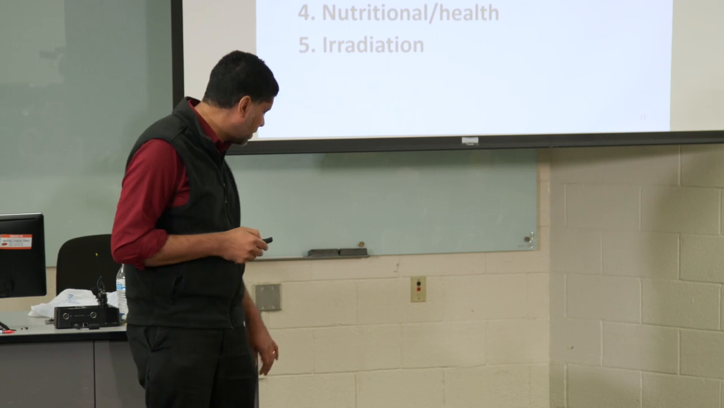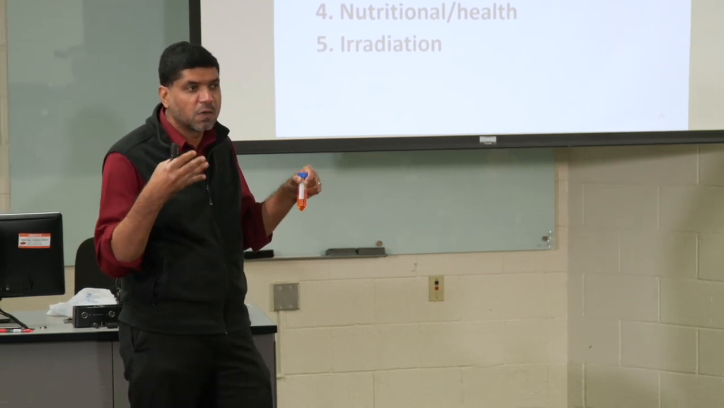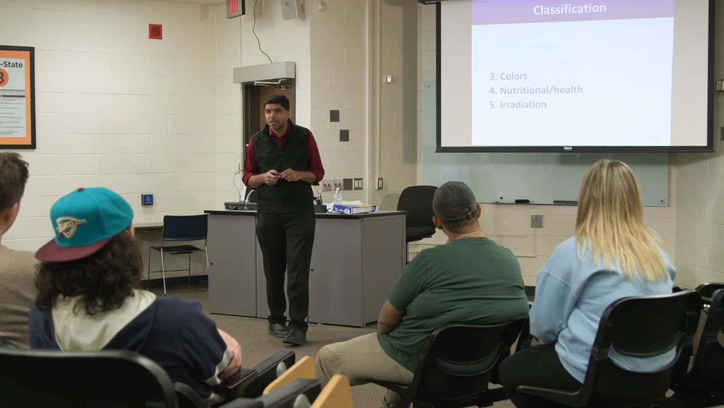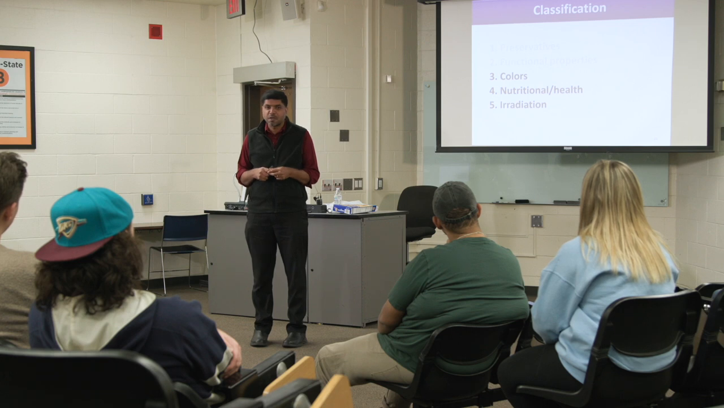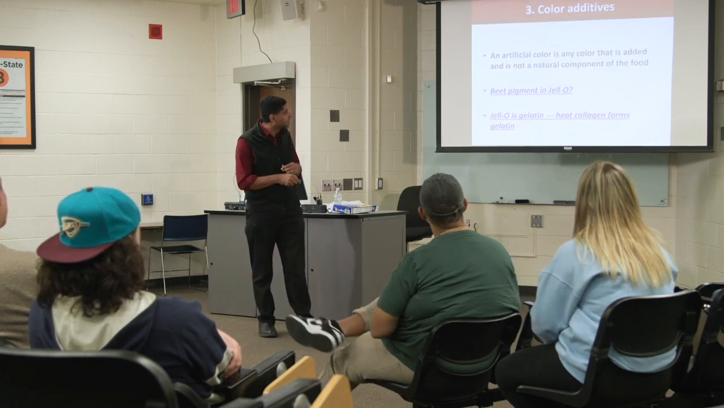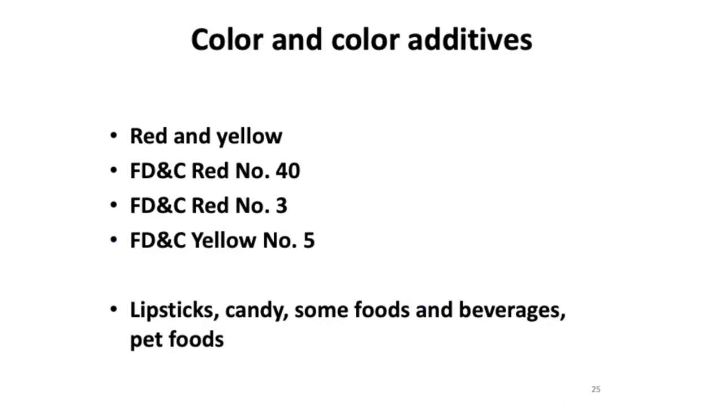And the third one is the color. So this one is a color additive. So you can have a lot of different colors approved. For example, if you like M&M candy, oh, those are very bright colors. Kids love those colors. And companies add different colors. So anything that is not naturally present is a color additive. For example, if you buy a Jell-O that has a red color, even though Jell-O is a natural product, if you're adding color, it's artificial. So there are a lot of different approved colors.